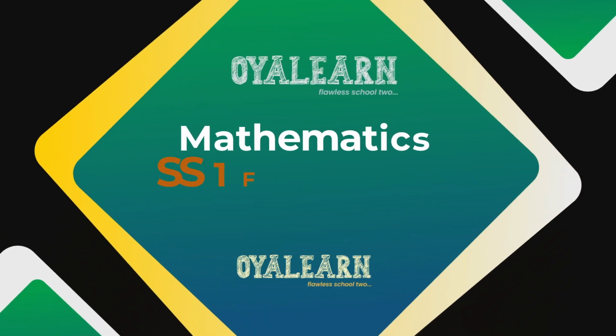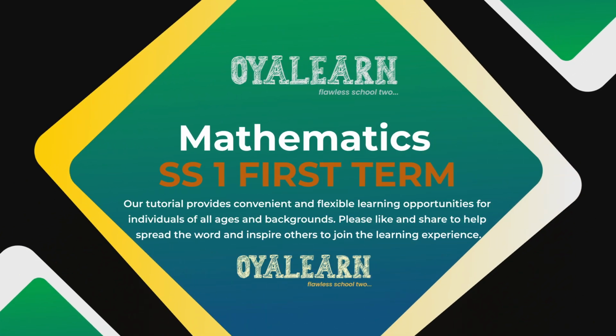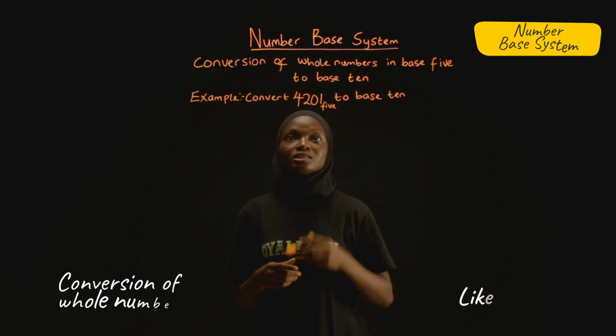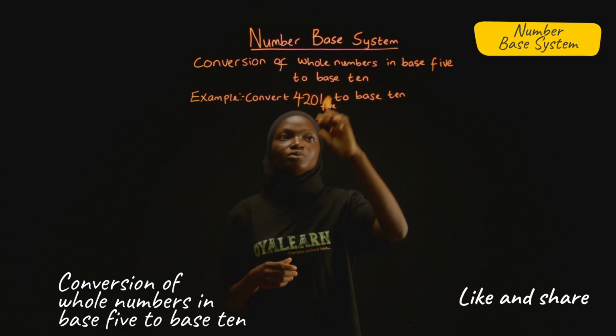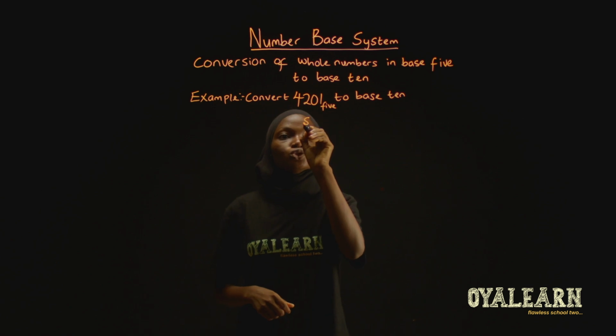Here is another example on how to convert a whole number in base 5 to base 10. Let's convert this number, 4201 base 5, to base 10. Solution.